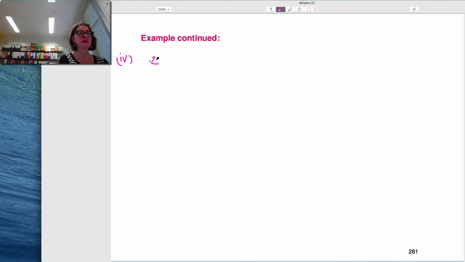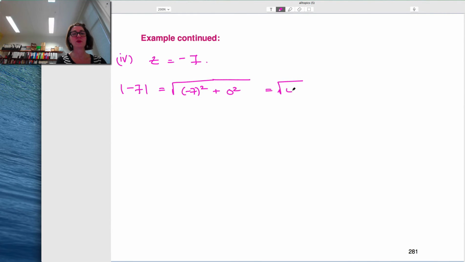Okay, so for part 4, the complex number is just -7, and this one's particularly easy. So the modulus of -7 is just equal to the square root of -7 squared plus 0 squared. So that's just the square root of 49, so that gives me 7. And again, draw a picture so you know where the complex number is. So -7 is here on the real axis.